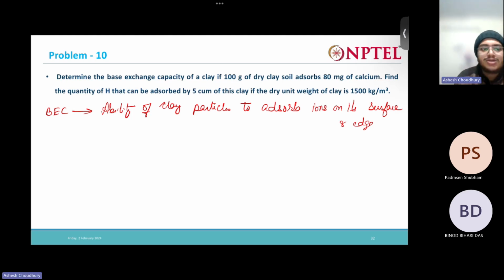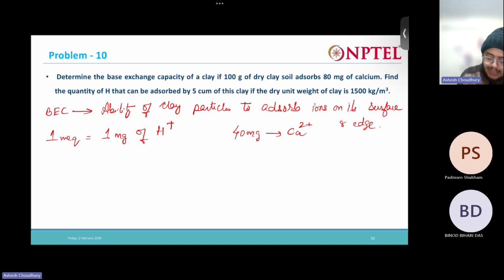Now you need to first determine the base exchange capacity of a clay if 100 gram of dry clay soil absorbs 80 milligram of calcium. Now, what is 1 milliequivalent? If you remember from chemistry, 1 milliequivalent is 1 milligram of H plus. Okay, 1 milligram of H plus. Now, what is the atomic weight of Ca2 plus? It is 40 milligram. 40 milligram is the weight of Ca2 plus ions.